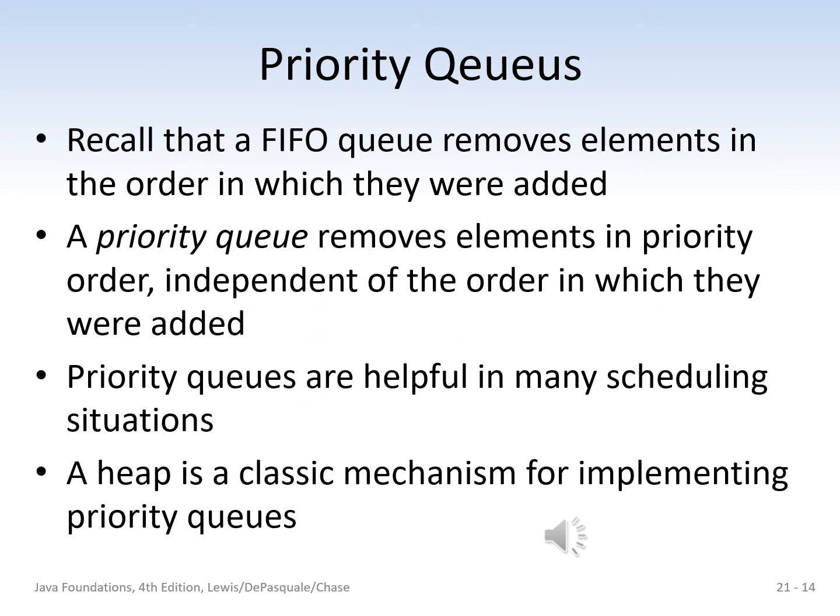So please recall that queues use the FIFO protocol. They remove elements in the order in which they were added. First in, first out. A priority queue removes elements in priority order, which means that's independent of the order in which they were added. So a priority queue does not use the FIFO protocol.